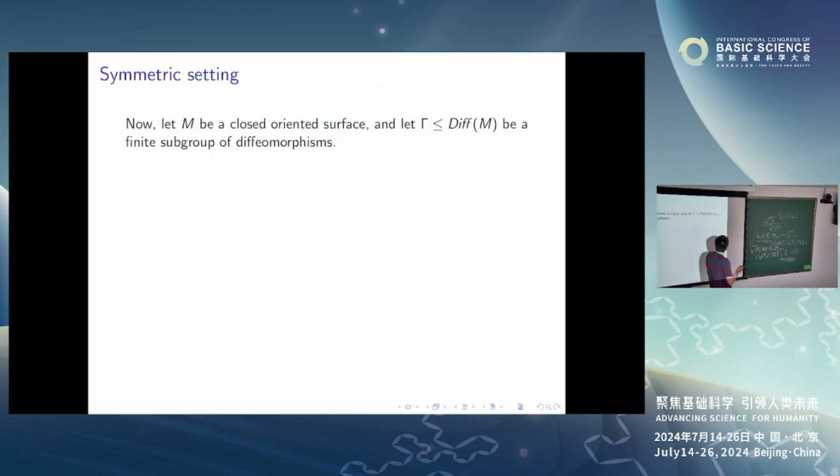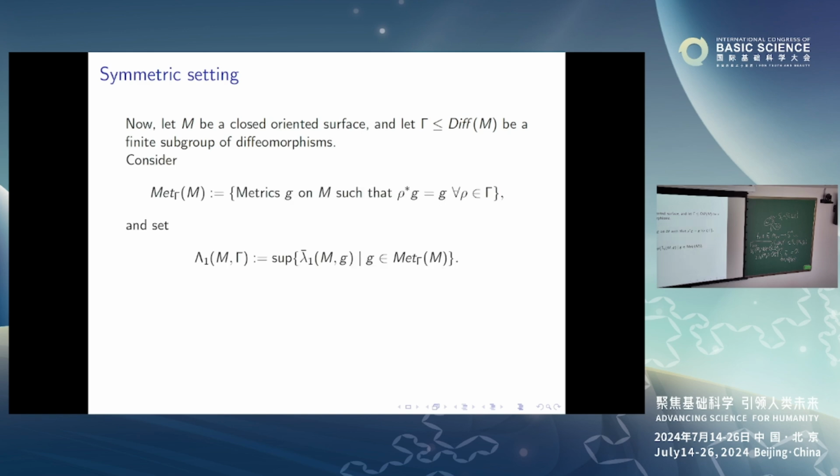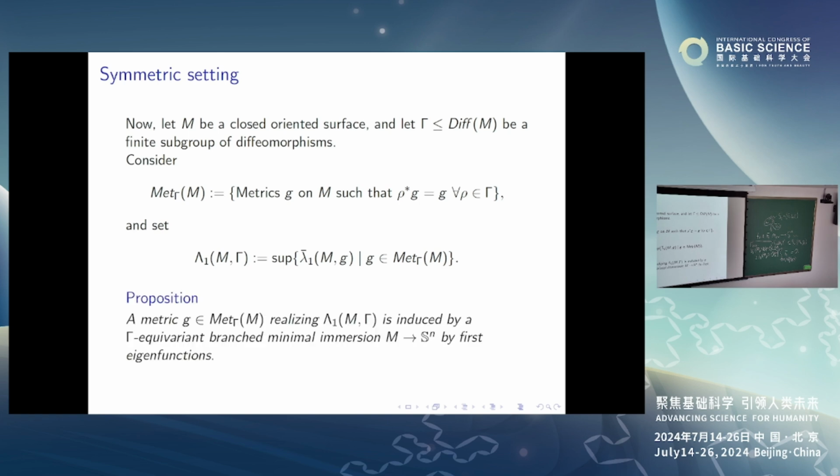Okay, so now let's take a closed surface, and let's repeat the same things, but add some symmetry. We're not just going to do this in an arbitrary way, but let's start out arbitrarily for now. So let's take some nice discrete group sitting inside the diffeomorphism group of our surface, and we can play the same game. So we can look at metrics that are invariant under the action of that group, and then just look at the supremum of this lambda 1 bar over such metrics. Okay? So I claim it's not hard to show, once you know how to do it in the trivial case, that a metric realizing the supremum has to be induced by an equivariant branched minimal immersion into some n-sphere.